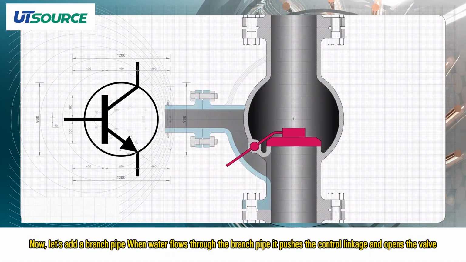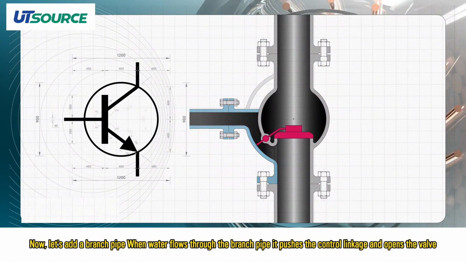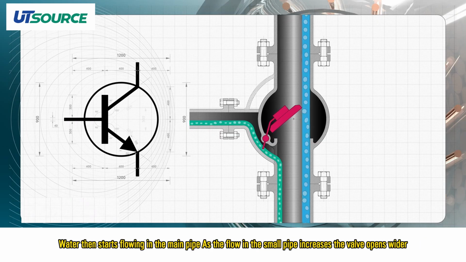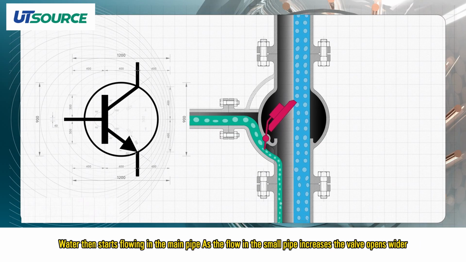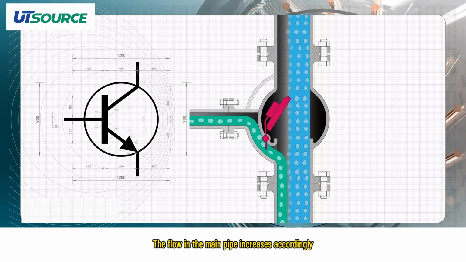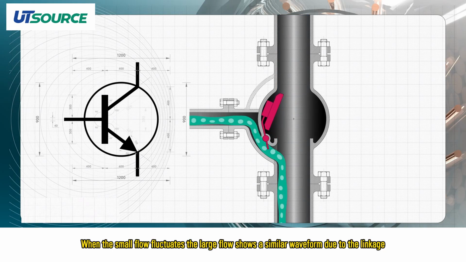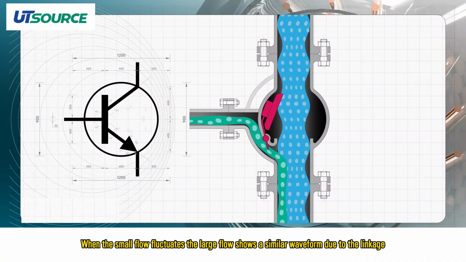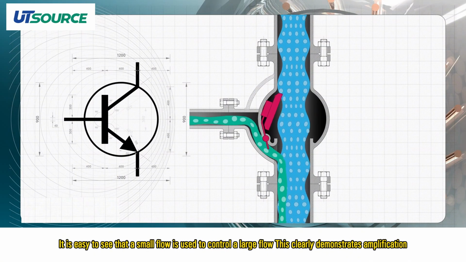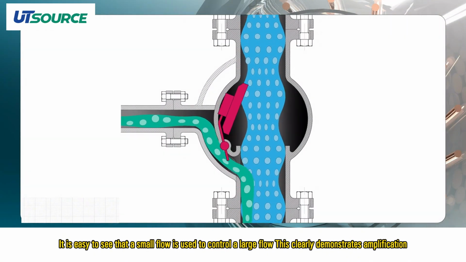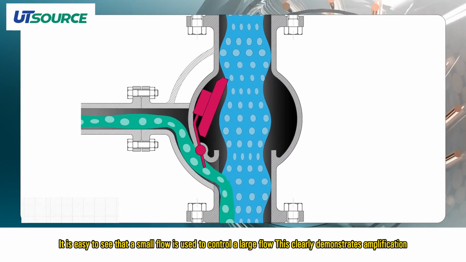Now, let's add a branch pipe. When water flows through the branch pipe, it pushes the control linkage and opens the valve. Water then starts flowing in the main pipe. As the flow in the small pipe increases, the valve opens wider. The flow in the main pipe increases accordingly. When the small flow fluctuates, the large flow shows a similar waveform due to the linkage. It is easy to see that a small flow is used to control a large flow. This clearly demonstrates amplification.